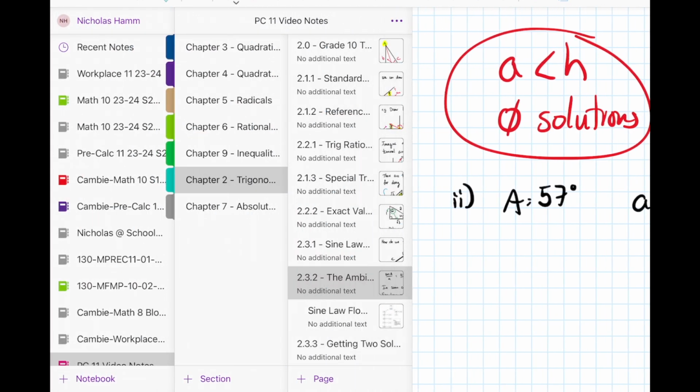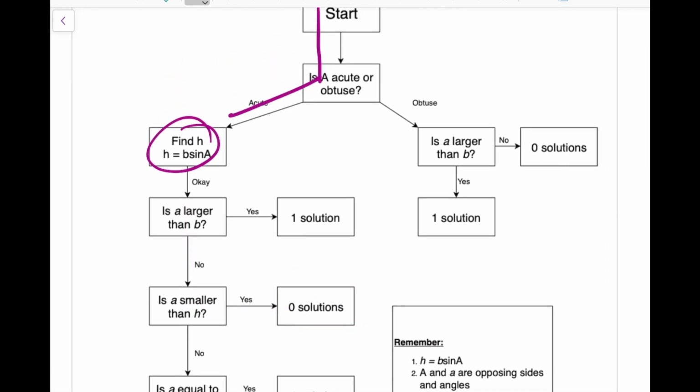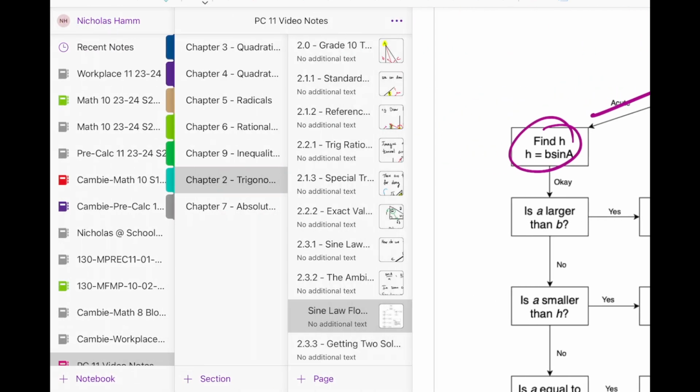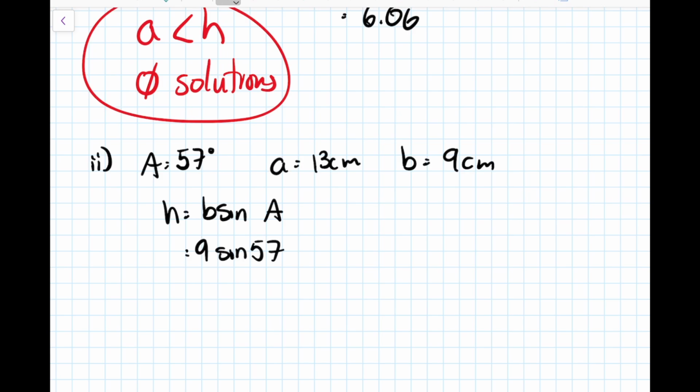So if we flip back to our flowchart, angle A is acute again. So we're still on this left path. So we're back to here. We need to find H. So H is B sine A, which is going to be 9 times sine of 57, which is 7.55.